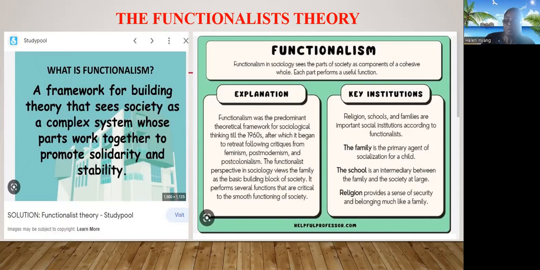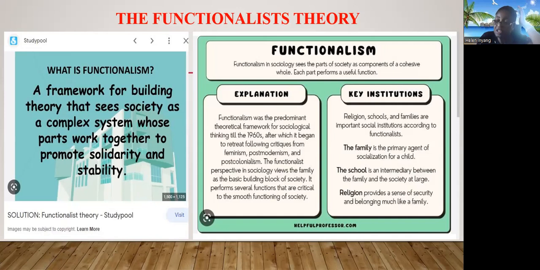The functionalist perspective in the sociological view sees the family as a basic building block. Everything starts, socialization starts from the family, the basic building block of society. It performs several functions that are critical to the smooth functioning of society. The key institutions are religion, the school, and the family, which are important social institutions according to functionalism. The family is the primary agent of socialization of a child.